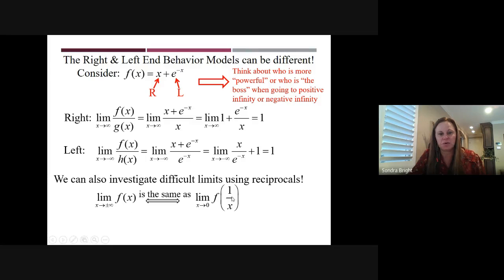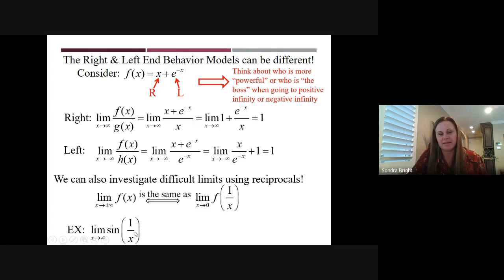Reciprocal of x is 1 over x. So sometimes looking at one way, you're like, I'm not sure. But if we take the reciprocal, then it's easier. So let's look at an example with that. The limit as x goes to infinity of sine of 1 over x. You're like, oh, I don't know. But here's what we can do.